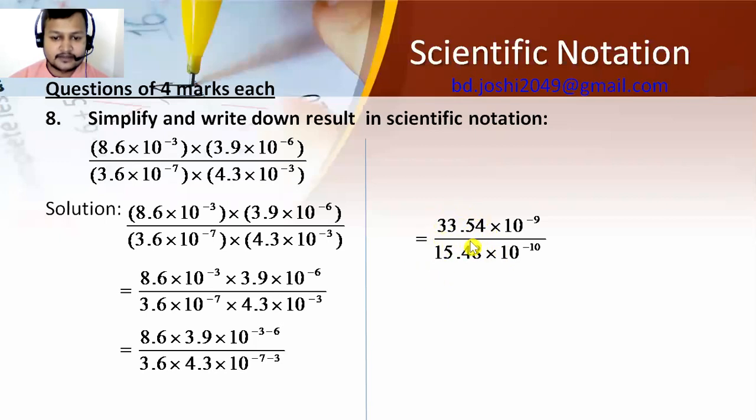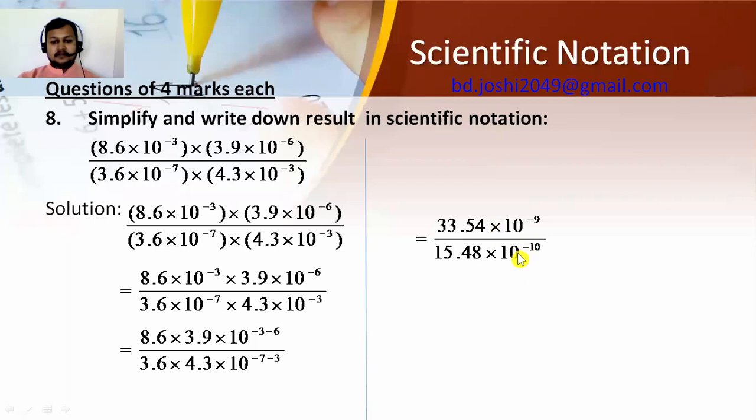Now we have to divide 33.54 by 15.48. Divide it. 2.16, and 2.166666 you will get up to infinity. So write 2.1667 by rounding it off. When rounding off 667, one is added, so that will become 67.